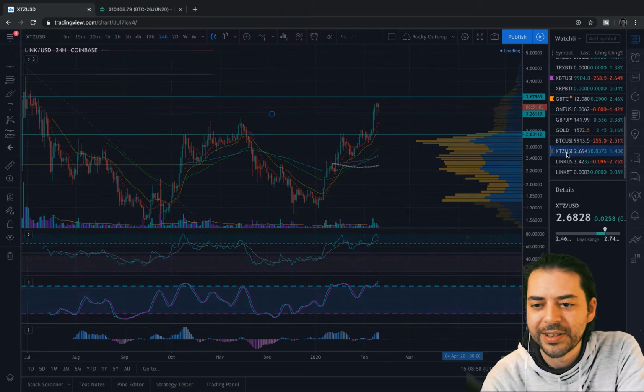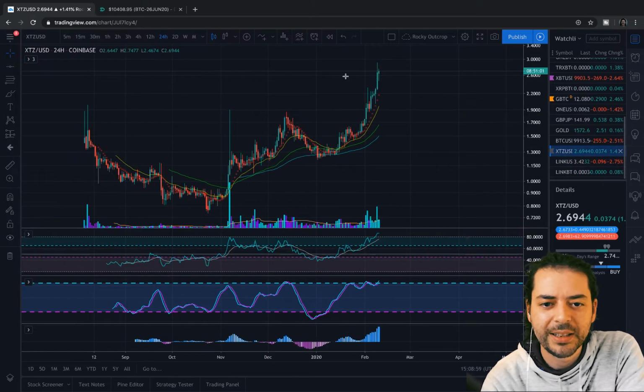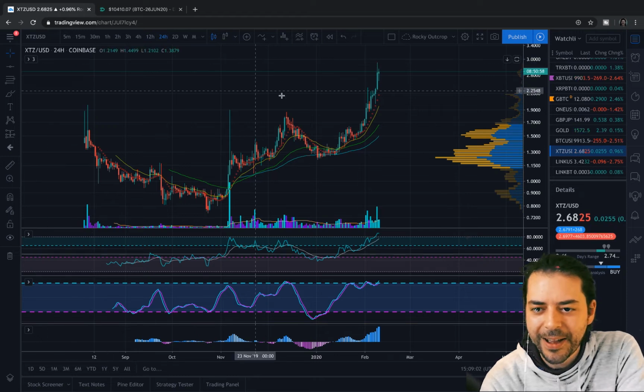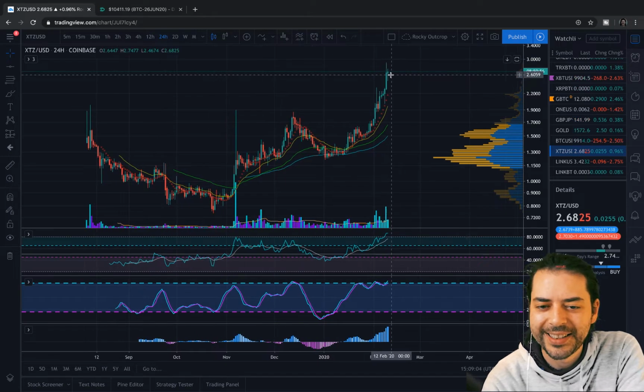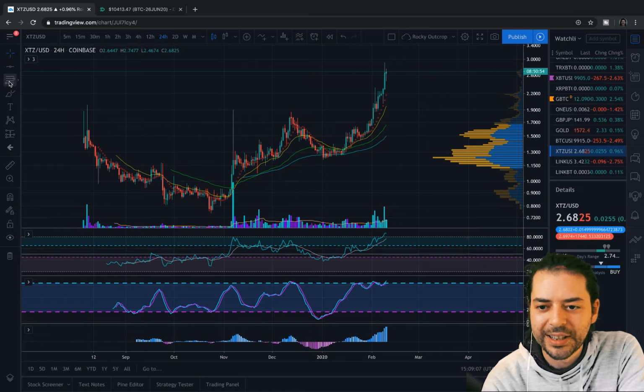Let's take a look at Tezos, because I mentioned at the start, I think I said XTV, but it's actually XTZ is its ticker. XTC, ecstasy. So they're all for it. Anyway, look at this. This is kind of going parabolic at the minute.